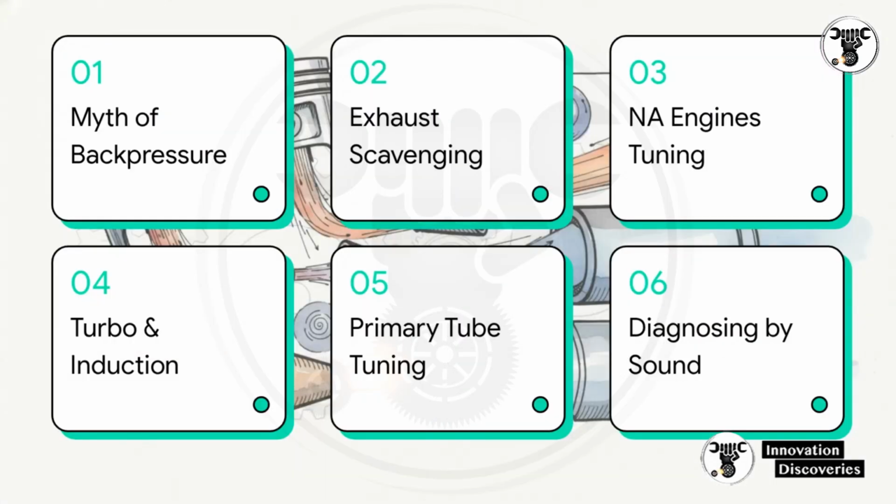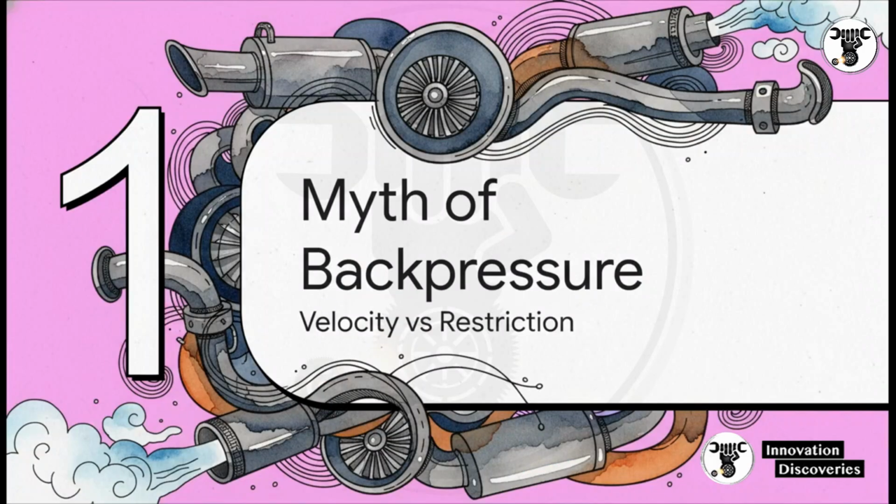So here's our blueprint for today's explainer. 1. The myth of back pressure. 2. The physics of exhaust scavenging. 3. Tuning naturally aspirated engines. 4. Turbochargers and forced induction. 5. Primary tube pulse tuning. And 6. Diagnosing errors by sound. Let's start with Section 1, the myth of back pressure.